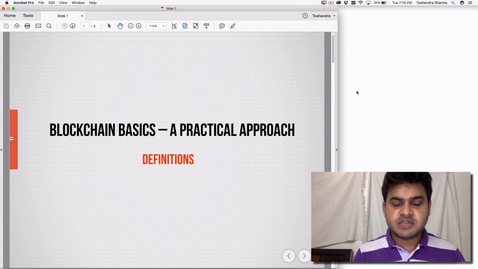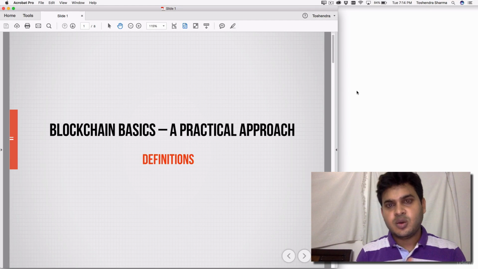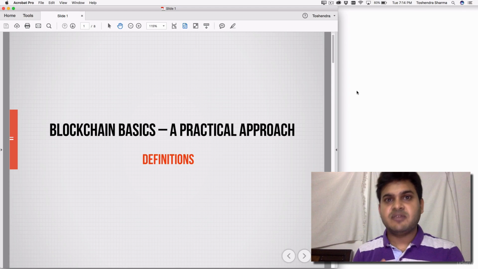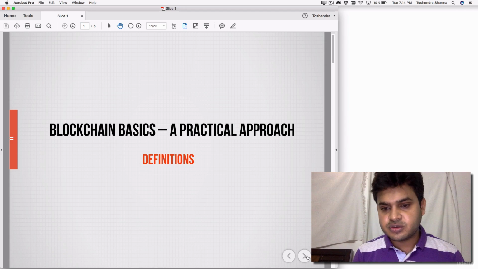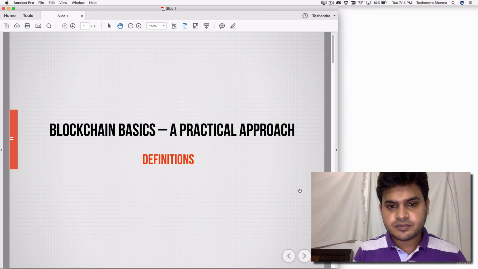So in this lecture, we'll be going through the definitions. What are the keywords we are going to use during the course? There are some typical jargons that we'll be using, and I want you to follow them every time I say them, so that it becomes very easy to understand and learn the course. So let's go to our next definition.